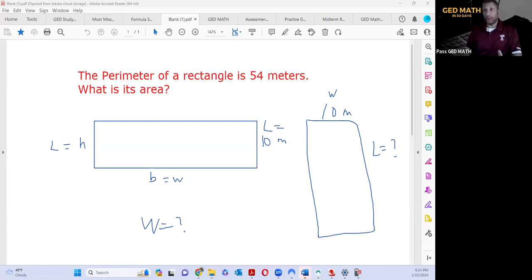So let me go through this problem. It's similar to the question I just went over, but let me show you, so we're not going to get confused. We're not going to worry about the length and width and what's called the height.